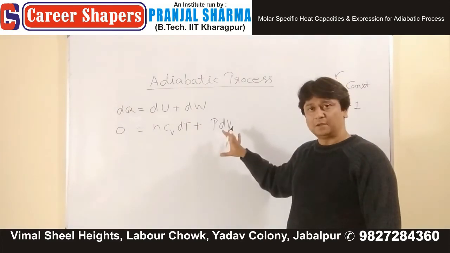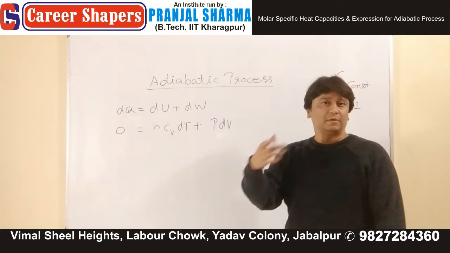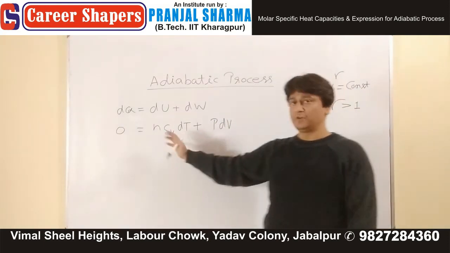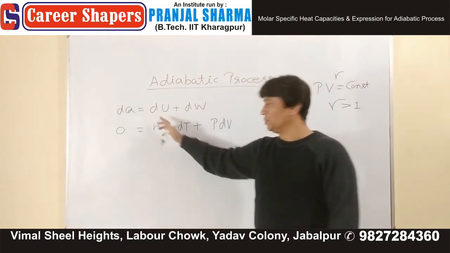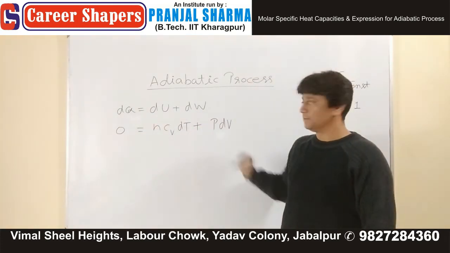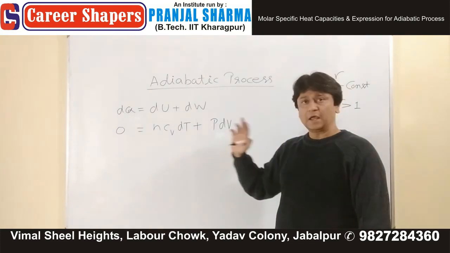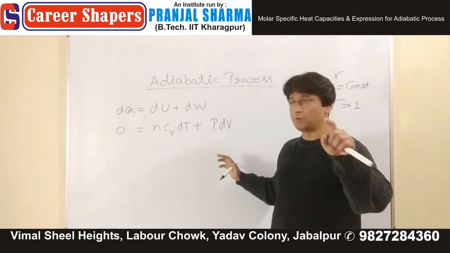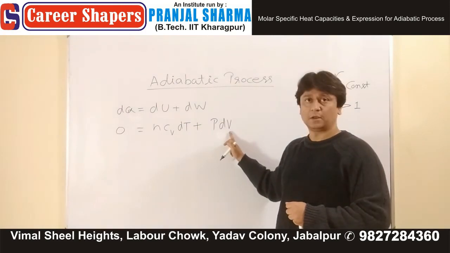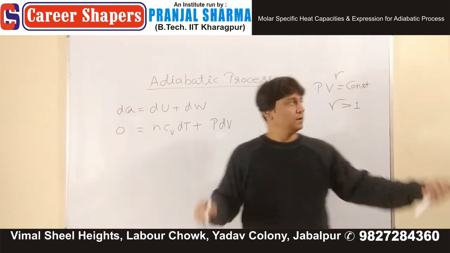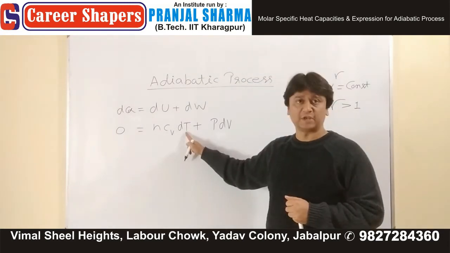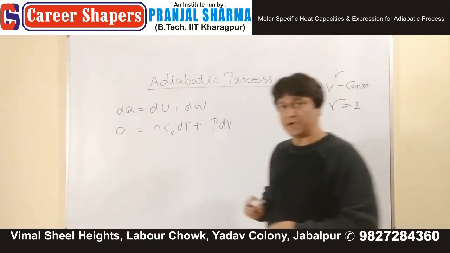Just watch. At the end you can take the screenshot easily. You see, fast. dQ is 0, dU for any type of process is nCv dT, and dW is PdV. Now there are three types of variables present: T, P and V, and we want to find a relation between P and V. We have to eliminate this T. Now how do you eliminate this T?